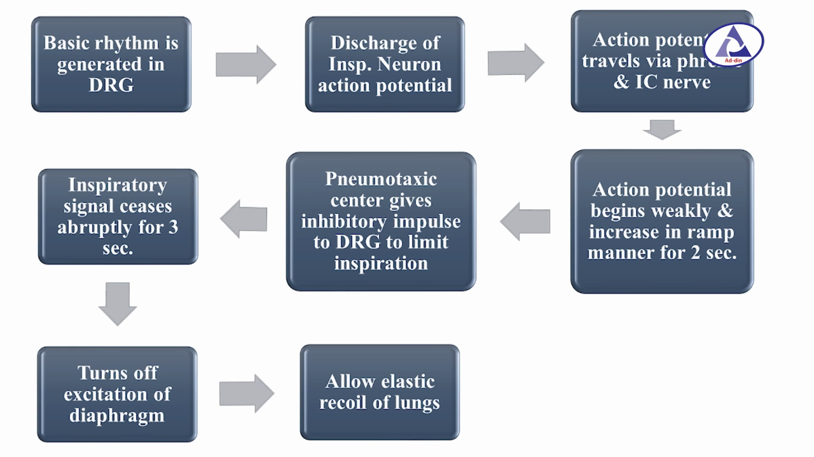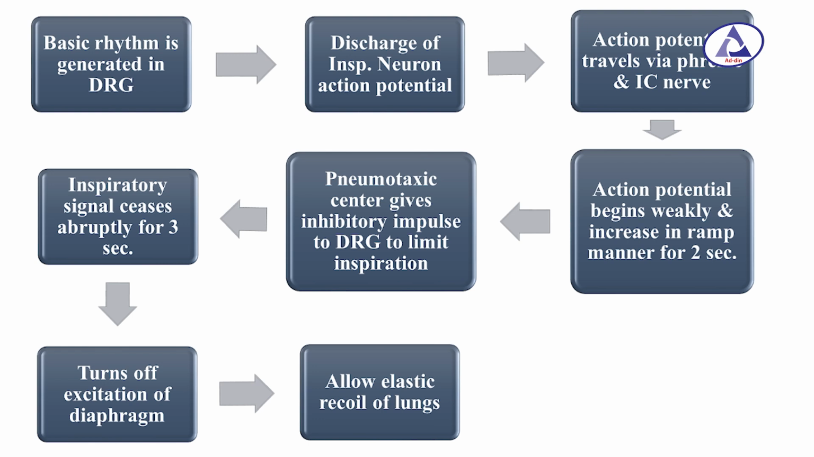Then it goes to the pneumotaxic center. The pneumotaxic center also gives another impulse, an inhibitory impulse to the dorsal group of neurons. For what? To limit the inspiration. Otherwise, the inspiration will continue and the lungs will burst, with entry of lots of air exceeding the capacity of the lungs until it bursts. So it has to be limited. It has to be suppressed by some neuron. Which one is that?